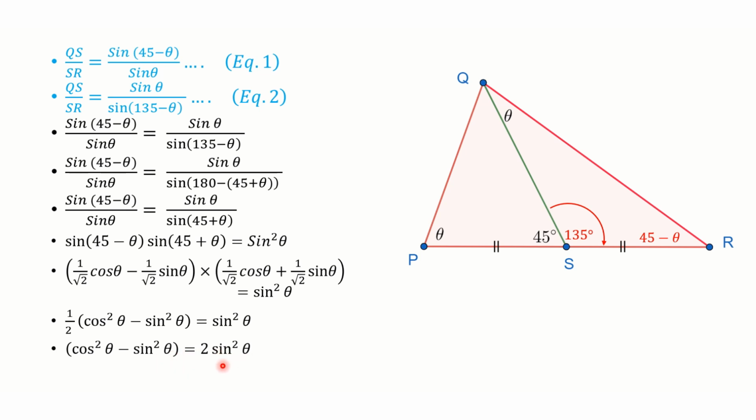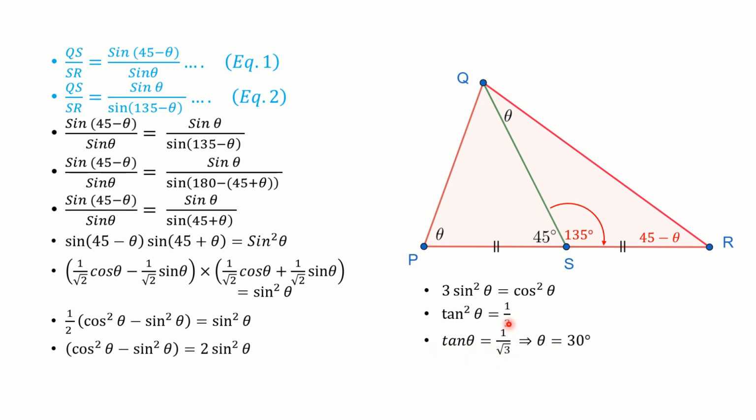Now, you can take sin square theta this side. So, this becomes 3 sin square theta equals cos square theta. Now, I can divide by cos square theta, and this 3 goes this side. So, tan square theta equals 1 by 3. This means tan theta equals 1 by root 3. So, we are neglecting the negative root because angle cannot be negative.